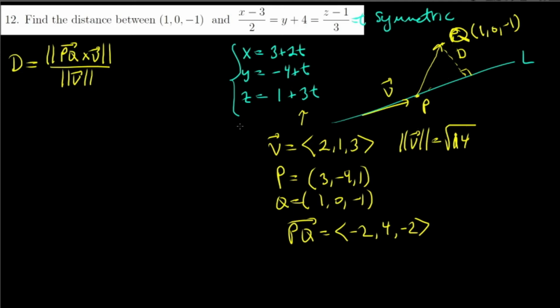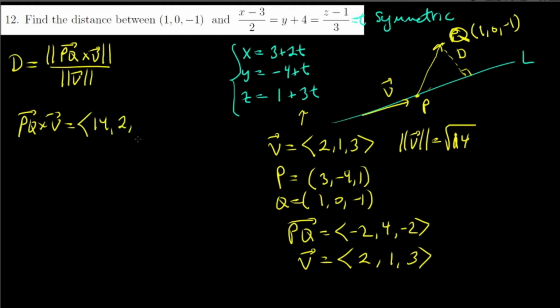Okay. And here's vector v. We know we're going to take the cross product. So the cross product between these two vectors will be 12 plus 2, so that'll be 14, negative 4 plus 6. Yep, 6 minus 4 is 2. And then negative 2 minus 8 is negative 10. Okay, so we just need the magnitude of that vector, the norm.